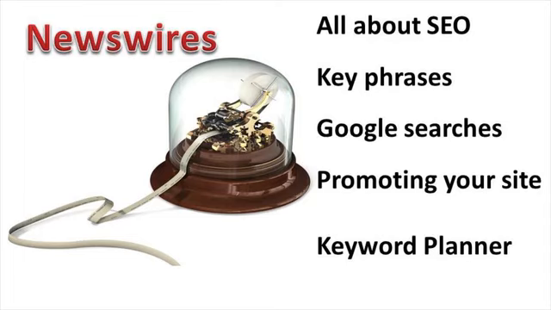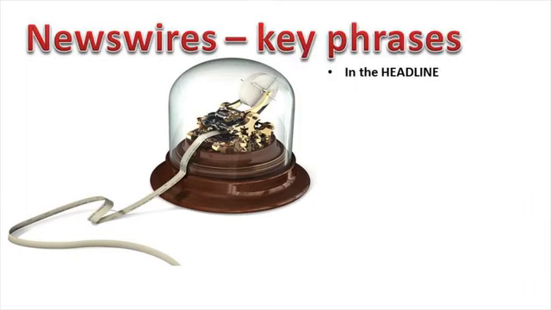We learned how to use Google's keyword planner to select the best key phrases. But how on earth do we use them within our press release? The key things you need to be aware of are: 1. Include your most important key phrase within your headline, but it must make sense to humans. Remember, they're the ultimate audience.